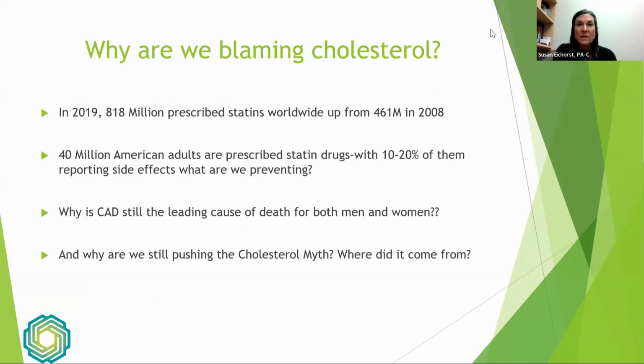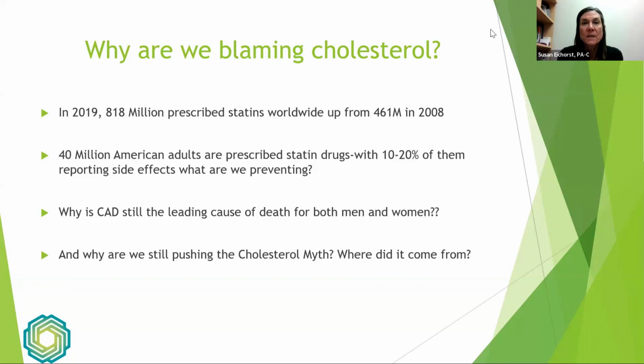And why do we keep blaming cholesterol? There's so many other factors that affect us, but we keep putting it all on cholesterol. Well, in 2019, 5 years ago, 818 million prescriptions for statin drugs were prescribed worldwide. This was up almost double from 461 million prescriptions written in 2008. So in a little over 10 years, almost a doubling in how many prescriptions have been written for this medication.